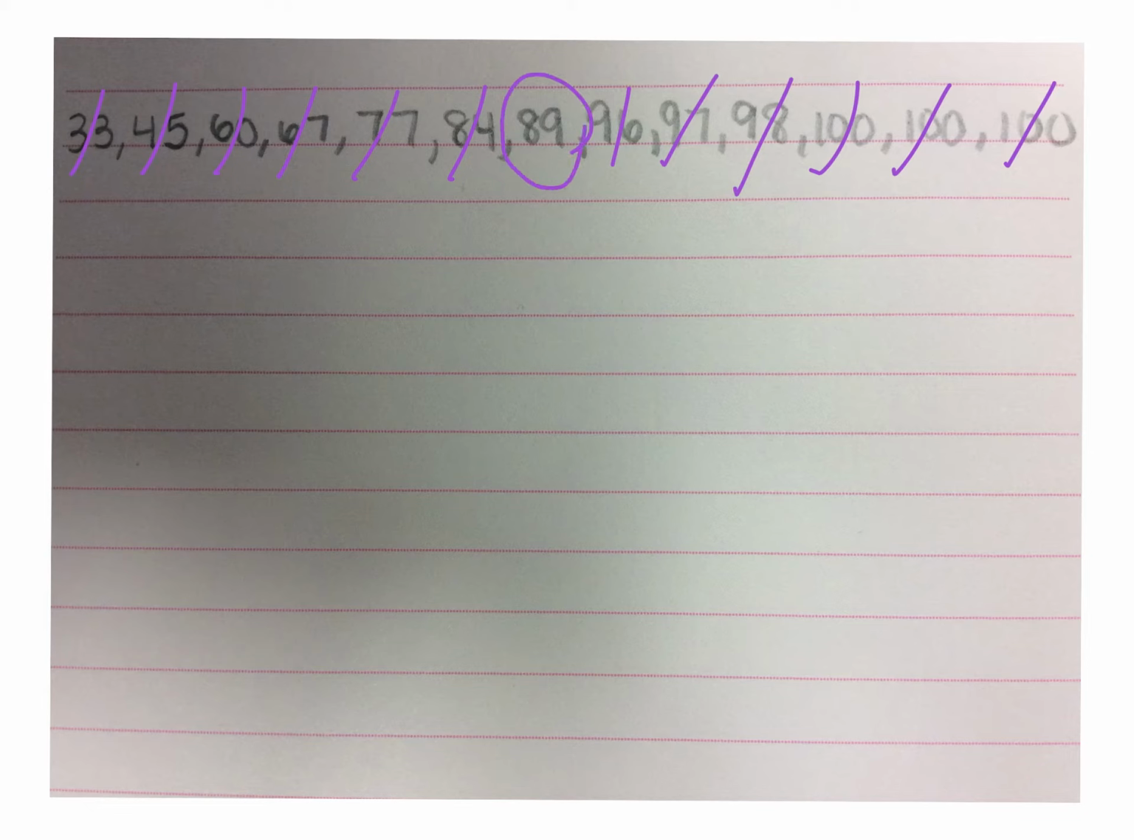89 is our middle value. What I do is circle it because it divides our set of data into two pieces, the lower half and the upper half of data. So 33 through 84 is the lower half, and 96 to 100 is the upper half.